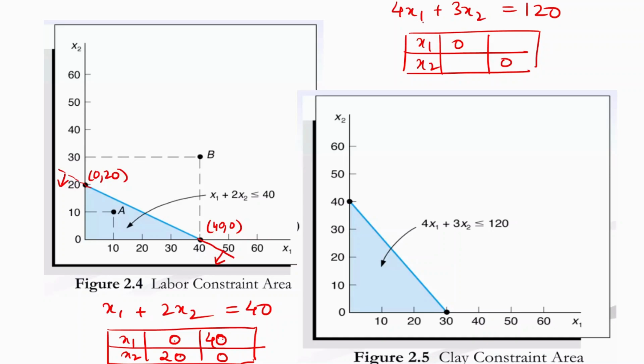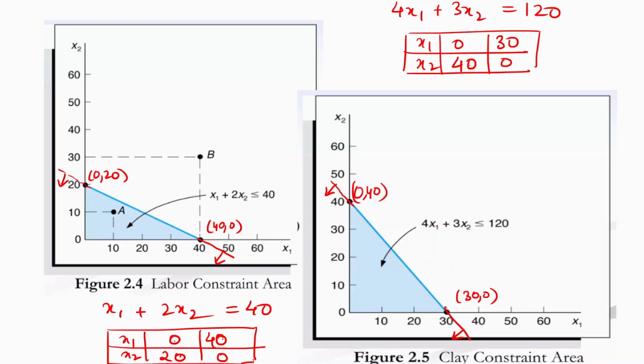So when x1 is 0, I can formulate that x2 is coming out to be 40, and when x2 is 0, it is coming out to be 30. So here you will see at 30, 0 and 0, 40, with these 2 points I can draw the line. Again, it is less than equals to 120. So when you draw a line, we'll mark it like this, that the shaded area is lying below this. So this blue shaded area is the clay constraint area.